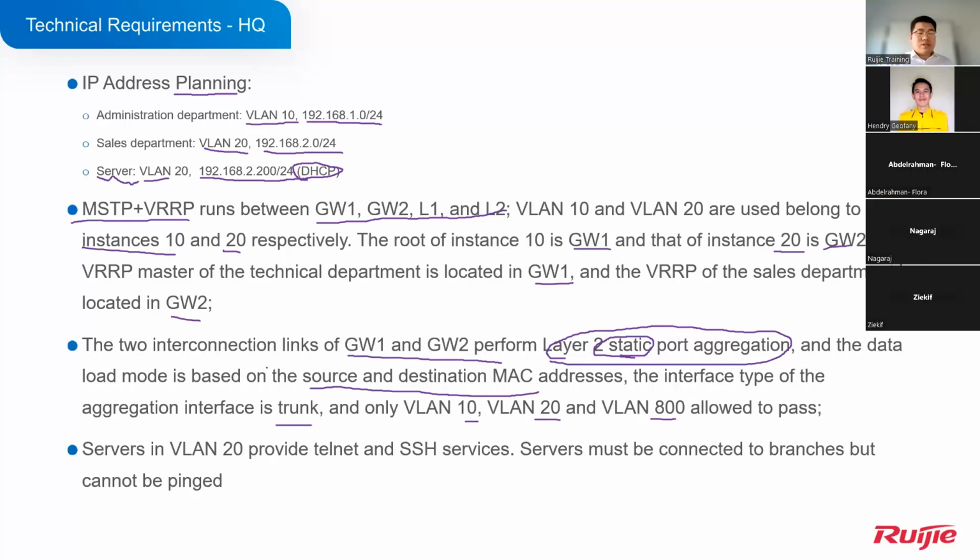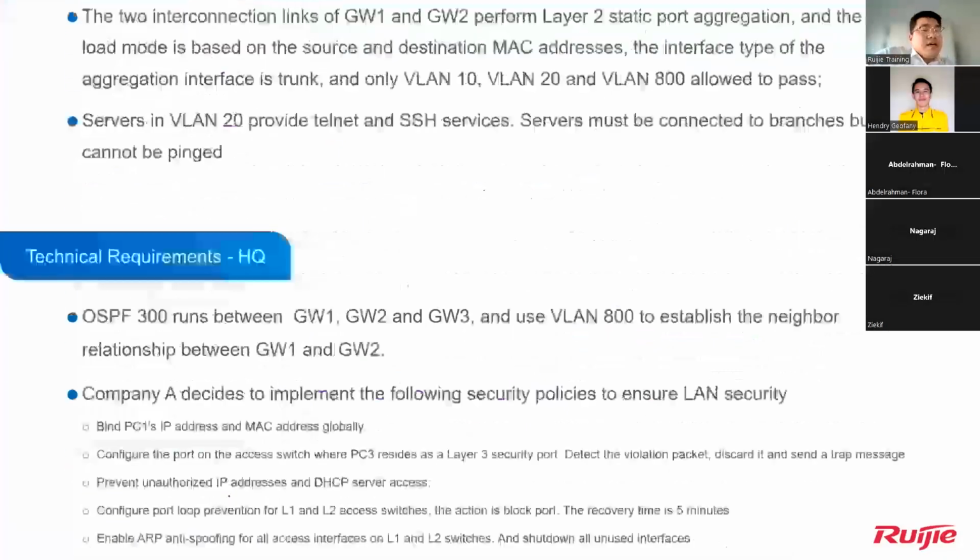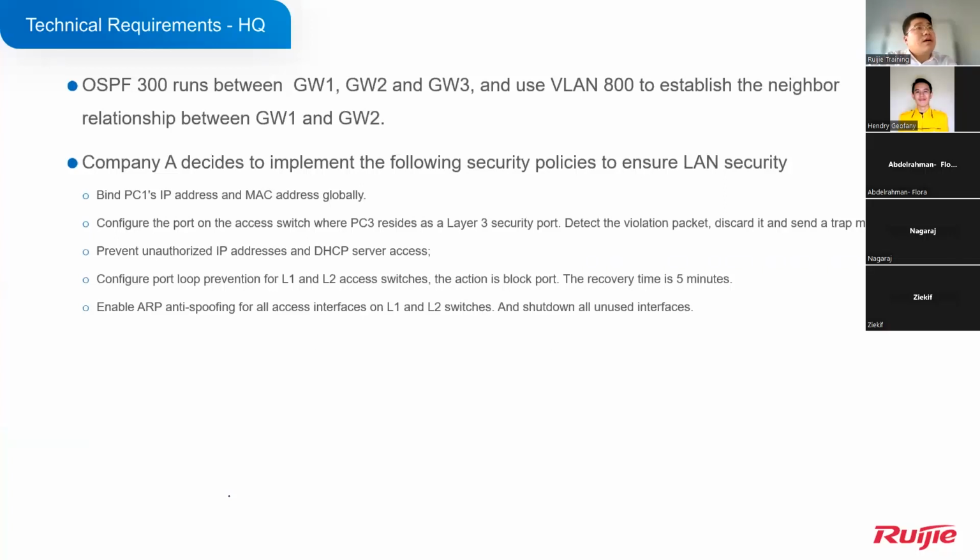And servers in VLAN 20 provide Telnet and SSH service. Servers must be connected to the branches, but cannot be pinged. Pay attention here. Cannot be pinged means that we should have some methods to filter the ping packet. And the ping packet is based on ICMP. So we should use some tools, for example, ACL, to block all the ICMP packets from the client to the server. Okay, this is about the technical requirements about the server.